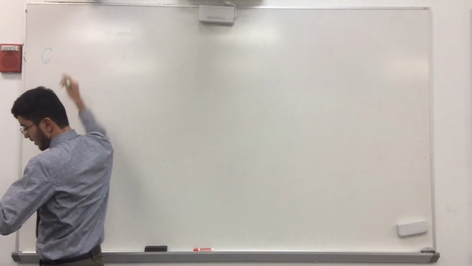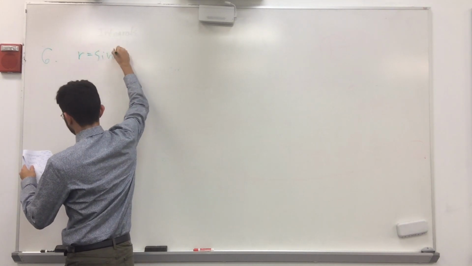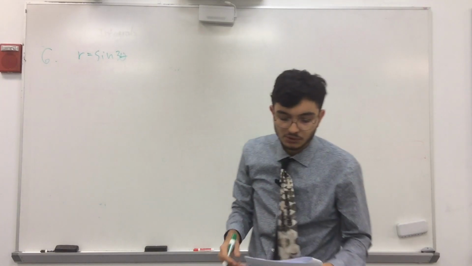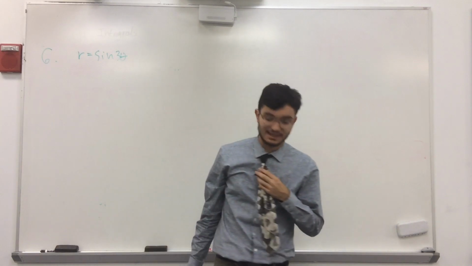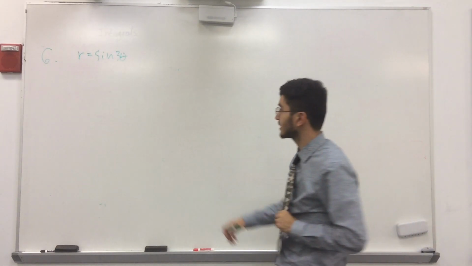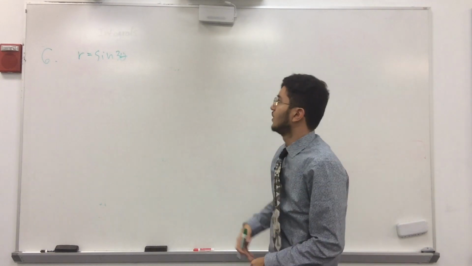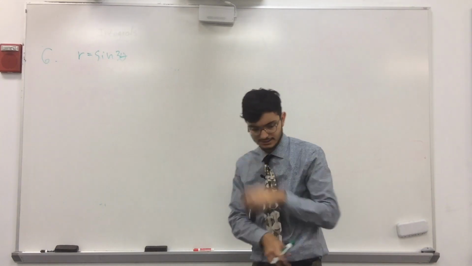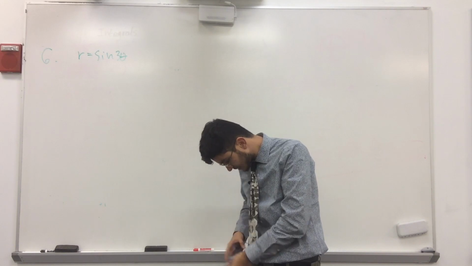All right, so let's do question 6. For question 6, we're going to find the area inside one loop of r = sin 3θ. This is a polar equation, and of course we would like to know what the bounds of this area integral in polar coordinates are. So what we're going to do is very simple.